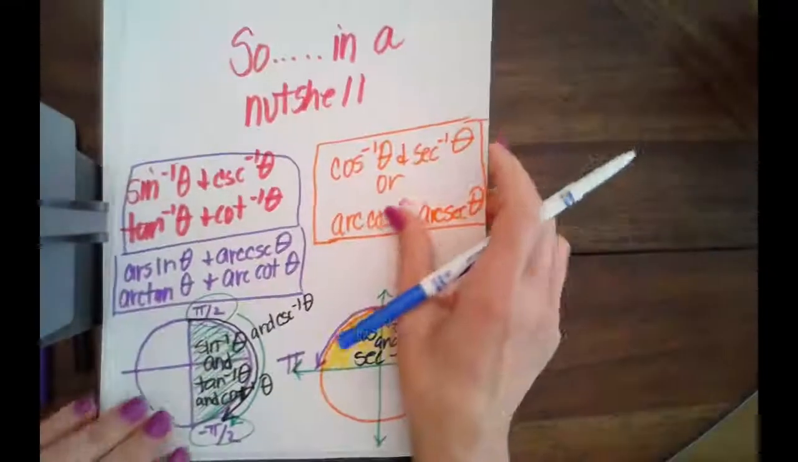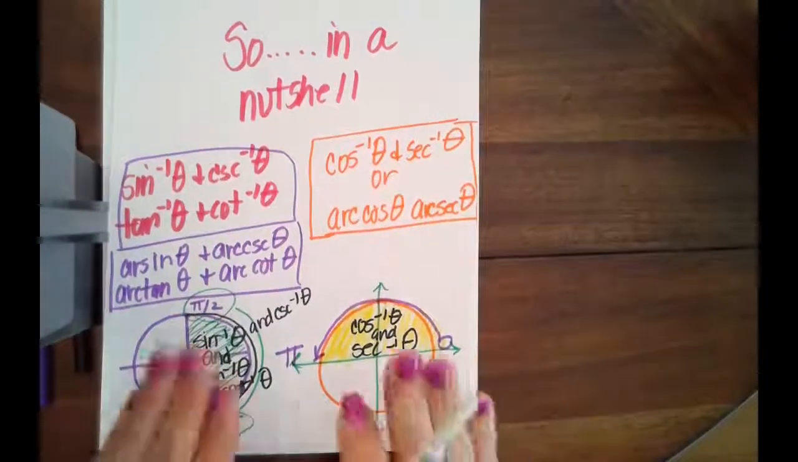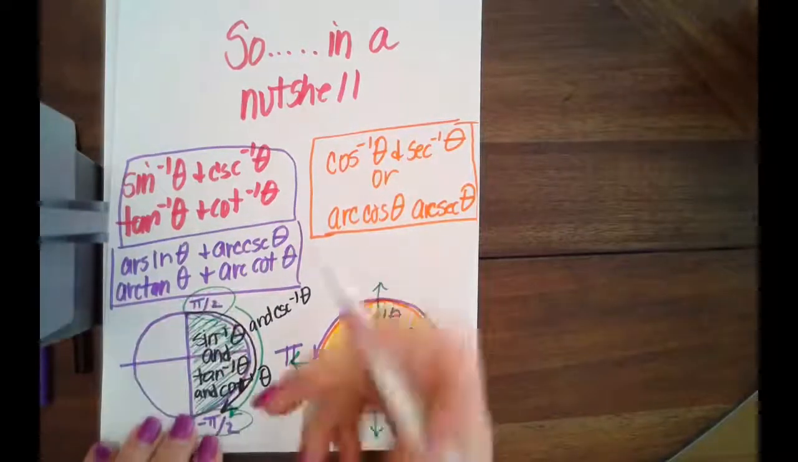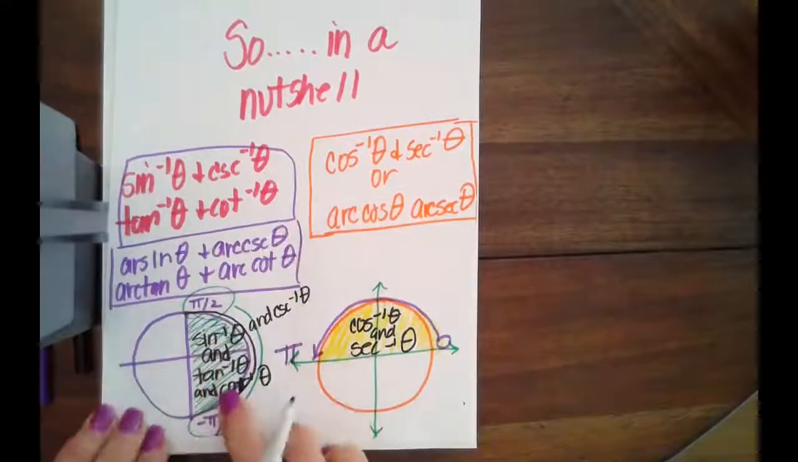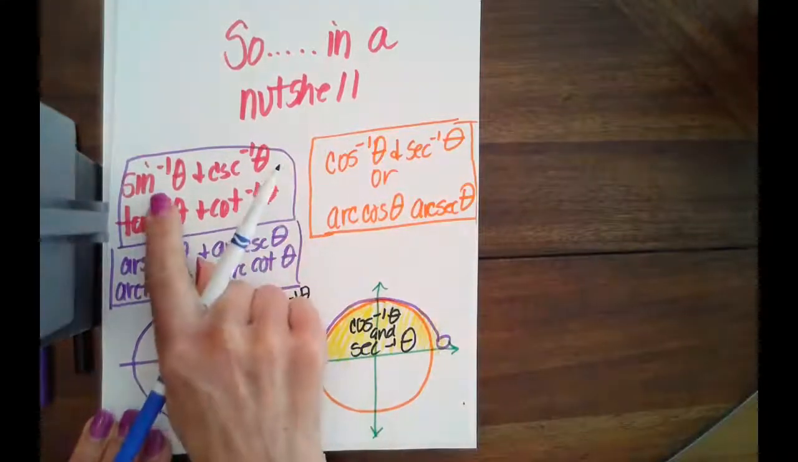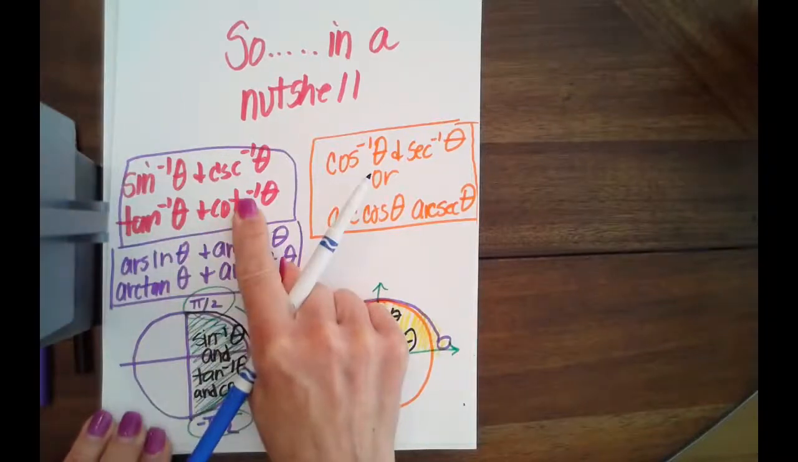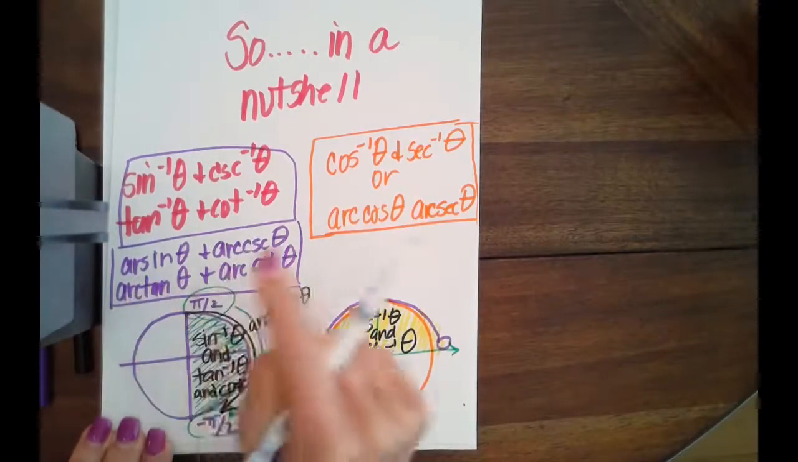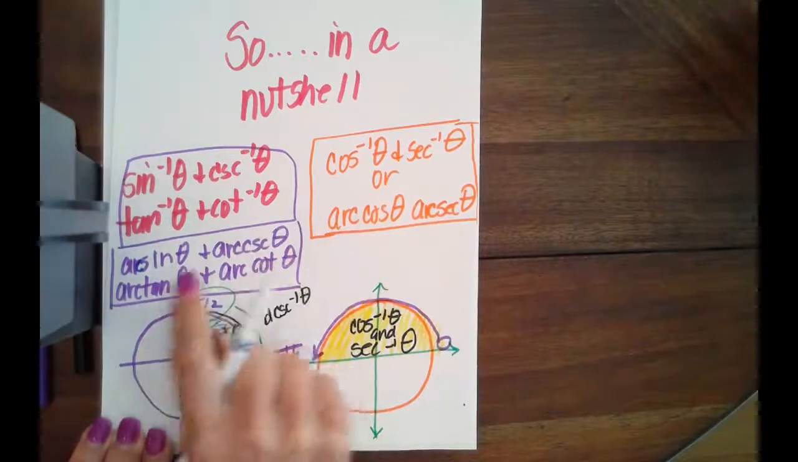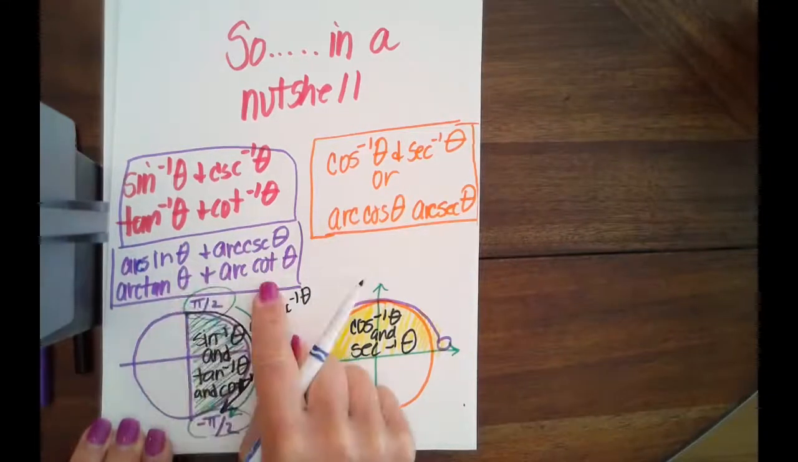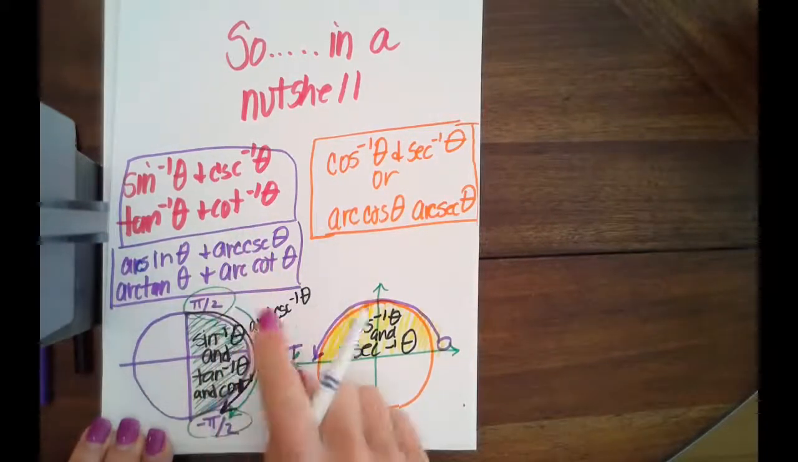All right, so in a nutshell, here's what we've got. We've got our distinct areas. This area, quadrant 1 and quadrant 4, is reserved for inverse sine and inverse cosecant, and inverse tangent and inverse cotangent. Again, if you see arcsine, there's a C there. If you see arcsine and arccosecant, arctan and arccotangent, it means the exact same thing. So you're restricted in here.